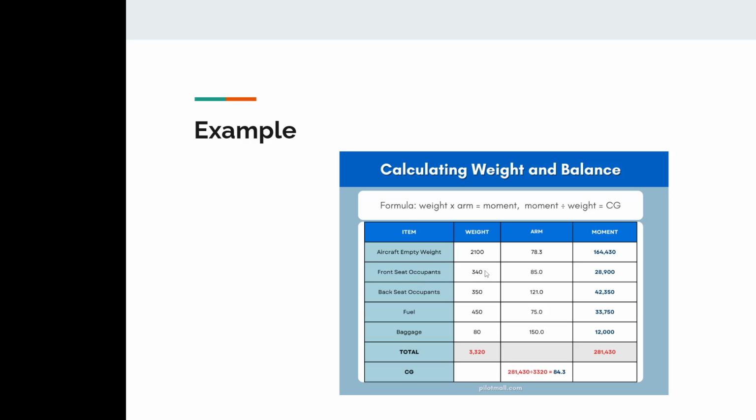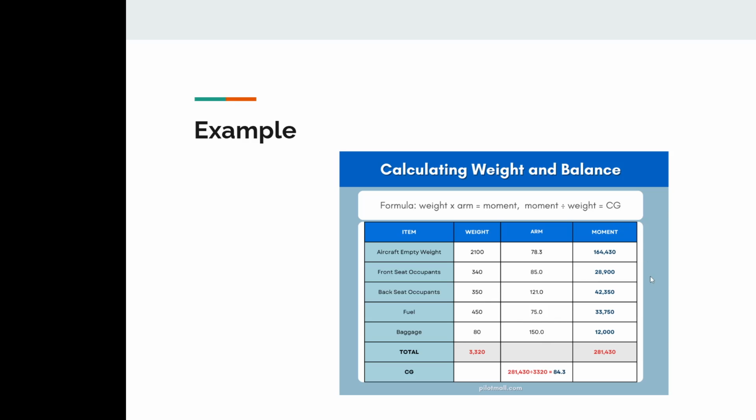So the front seat, in this example, 340, multiply that by 85, that gives us 28,900. Then the back seat, 350 pounds, multiplied by 121 to give us 42,350, and so on. So you get the idea. We're just taking all our weights for each station, even for fuel, multiplying it by the arm that's located, and these arms are located in the pilot operating handbook, the POH. I said that correctly. I'm tripping myself out here.